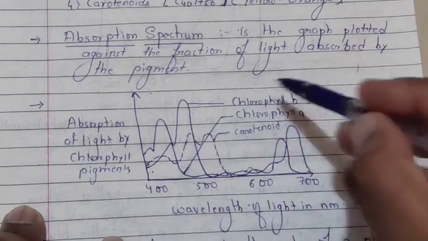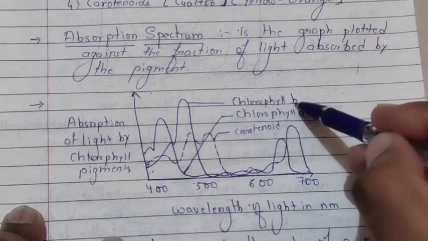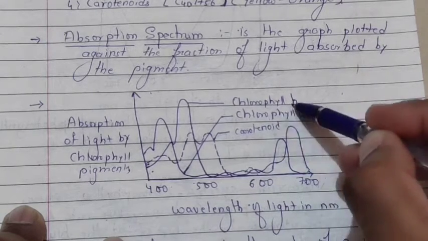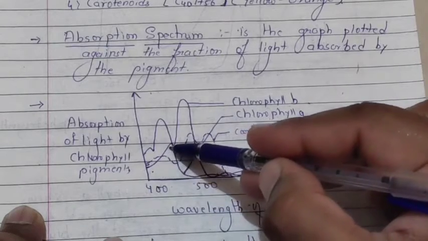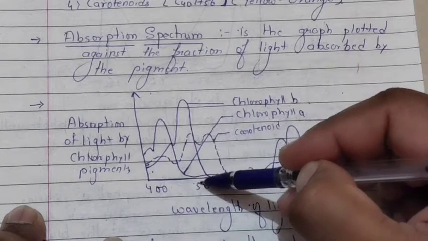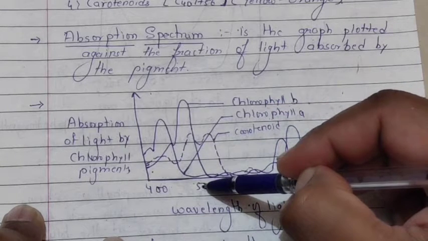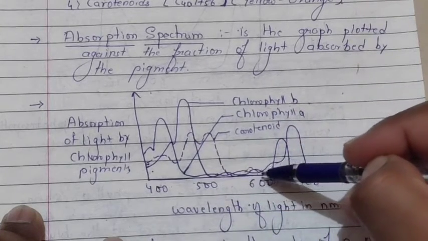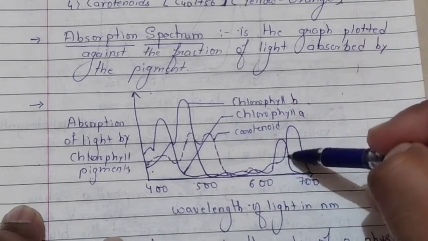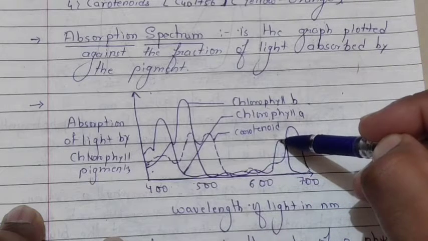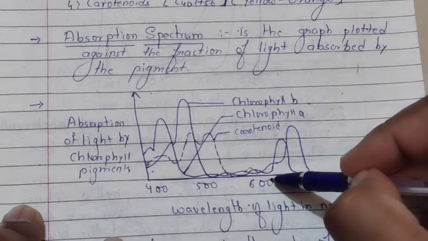So there is one more peak over here. This peak is shown by which pigment? Chlorophyll B. So chlorophyll B shows a peak with maximum absorption near 500 nanometer, and then its absorption decreases and it shows another peak. That means it also absorbs the wavelength near 600 nanometer.